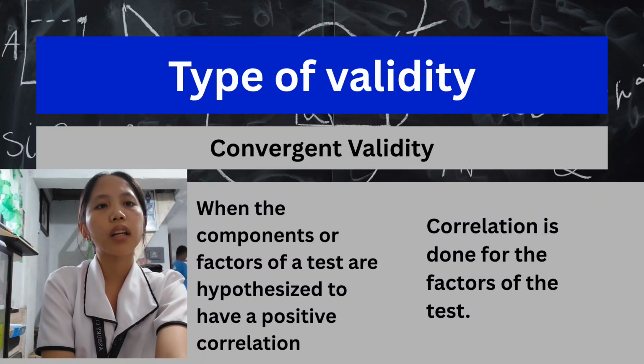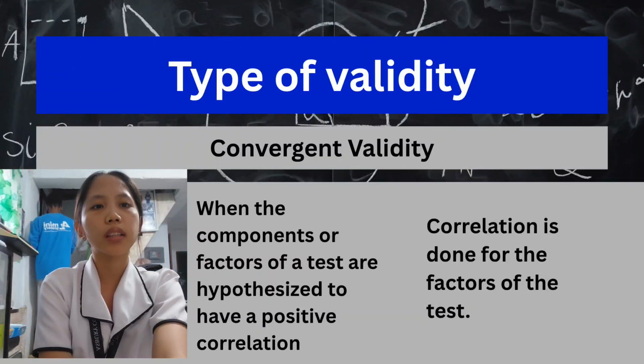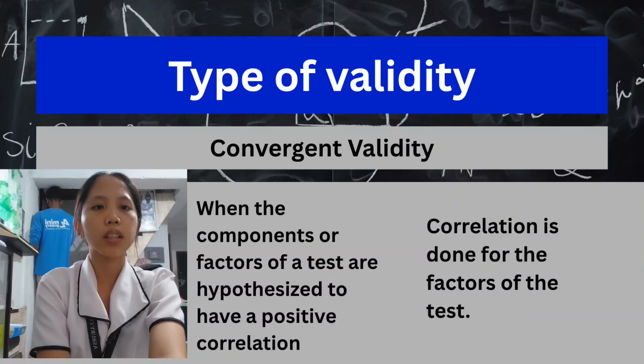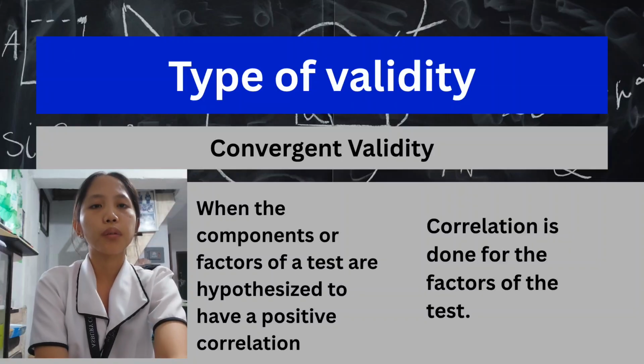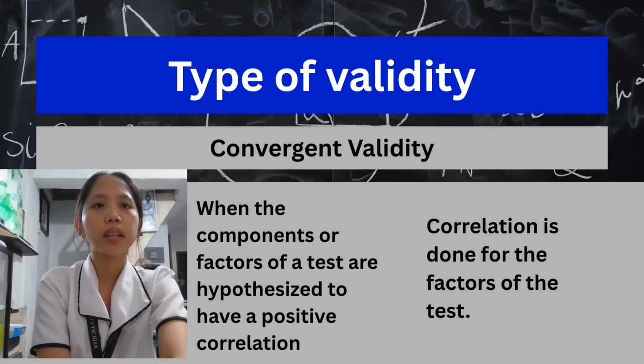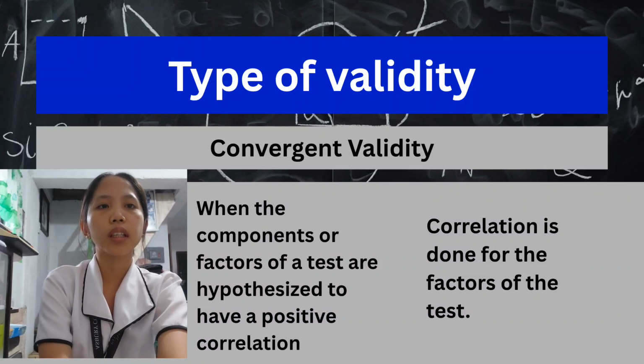Since these are all related to English ability, we expect them to have a positive correlation. So, meaning, if yung isang student performs well in one factor, they will generally also perform well sa ibang related factors natin. So, basically, yung mga parts ba ng test na dapat related is actually related. So, sa procedure natin, the correlation is done for the factors of the test. So, meaning, we compare the scores of the different factors and then i-check natin if they have a positive relationship.